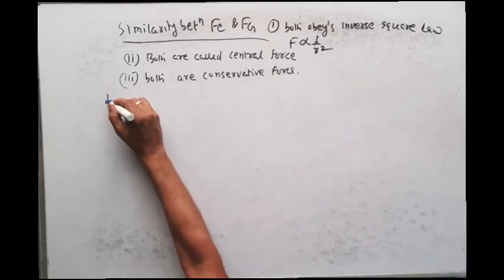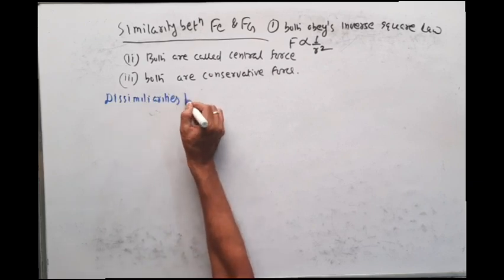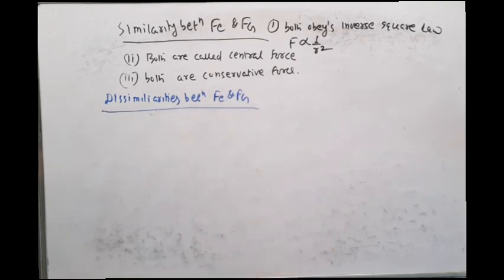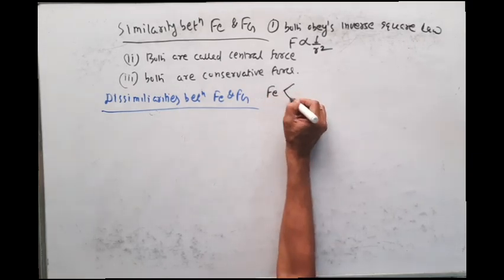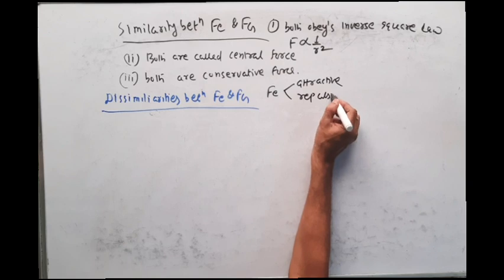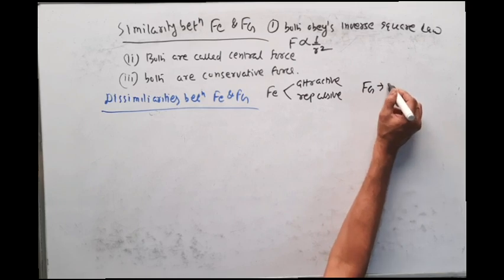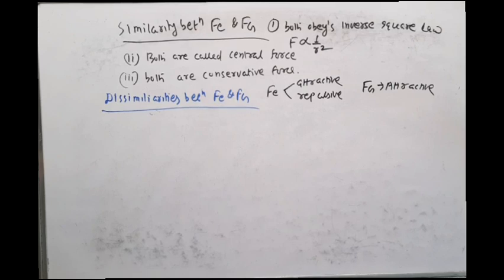Next, what are the dissimilarities between electrostatic force and gravitational force? You see, electrostatic force is either attractive or repulsive depending upon the nature of charge. But gravitational force is always attractive. So this is the dissimilarity between gravitational force and electrostatic force.